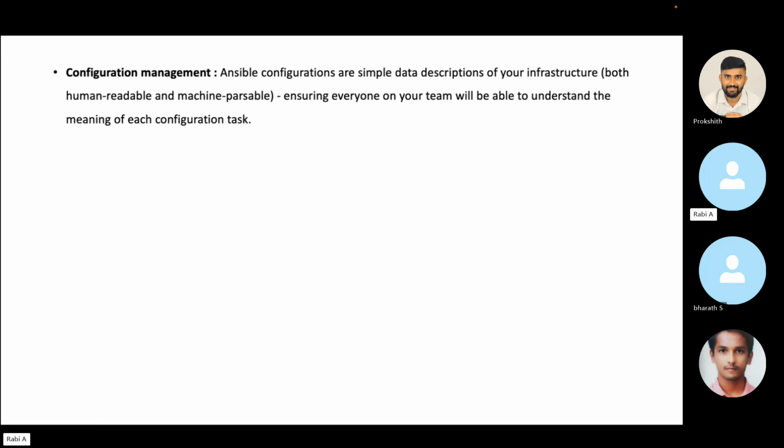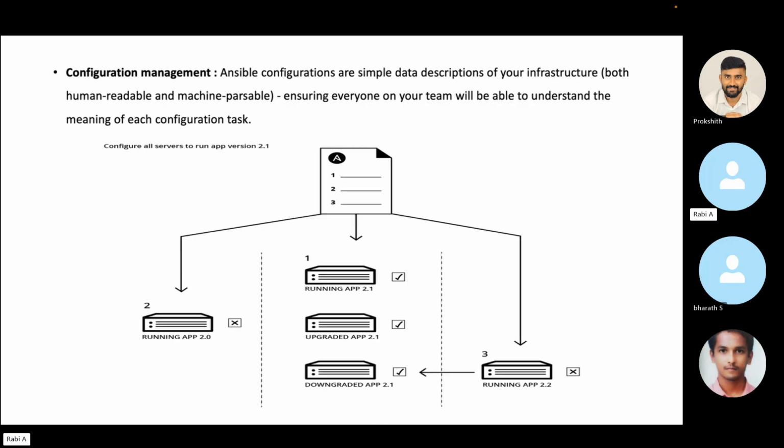You can also make use of it for configuration management. Ansible configurations are simple data descriptions of your infrastructure, ensuring everyone on your team will be able to understand the meaning of each configuration task. Again, you're writing your configuration for those machines. Imagine for app 2.0, you have some configuration. App 2.1, you have some configuration. App 2.2, some configuration. So you can maintain consistency for all of these applications that are running on your remote machines. You can do that also.